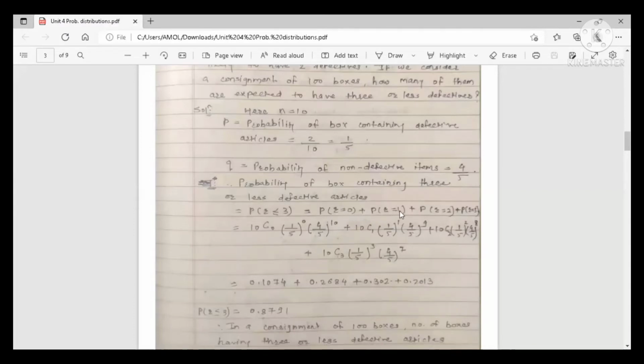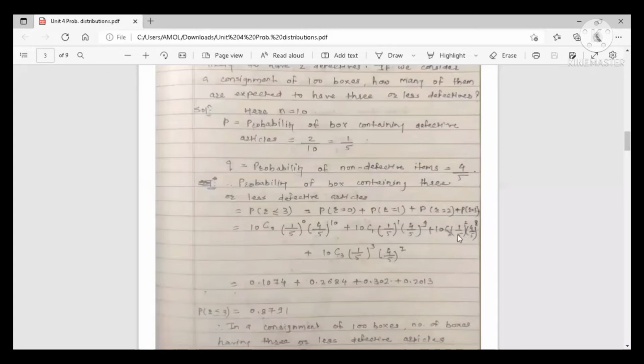The next term is P of R is equal to 1, which means there may be one defective article in a box. Using binomial distribution, it is 10 C 1 into 1 by 5 raised to 1 into 4 by 5 raised to 10 minus 1, which is 9. Plus the probability of R is equal to 2, P of R is equal to 2, which is NCR with N is 10.